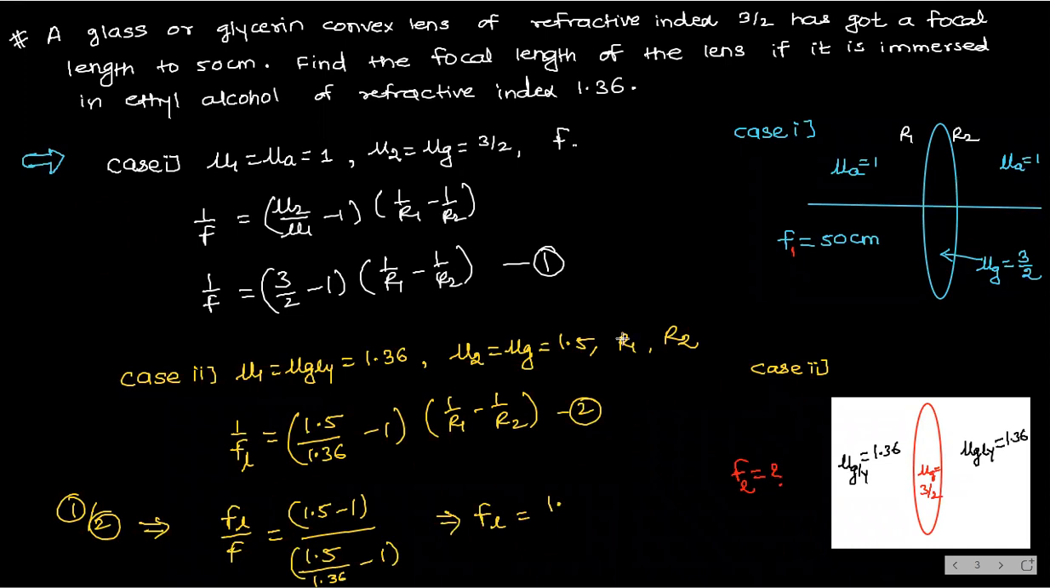Can you do from here now? Can you do it yourself? 0.5 divided by 1.5 divided by 1.36 minus 1, into this is F. That is what your FL value. Do it fast.